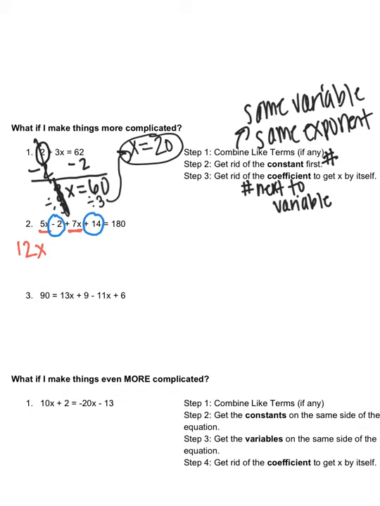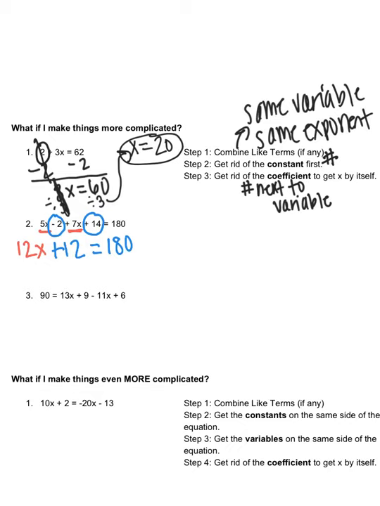So again, if you're not comfortable with that, you can just put it in your calculator. So then I'm going to get plus 12, and over here I still have equals 180. All right, so I have 12x plus 12 equals 180. All I did was I combined my like terms. So I'm kind of back at square one now.